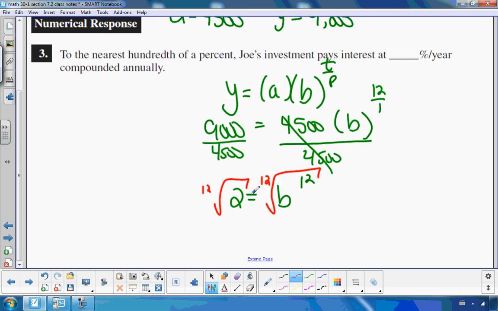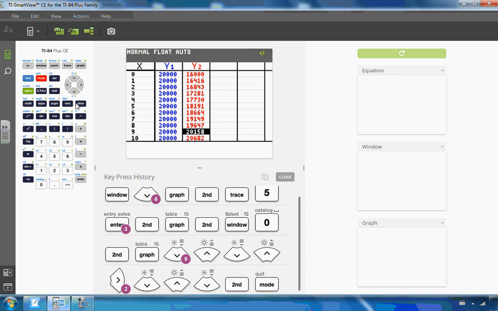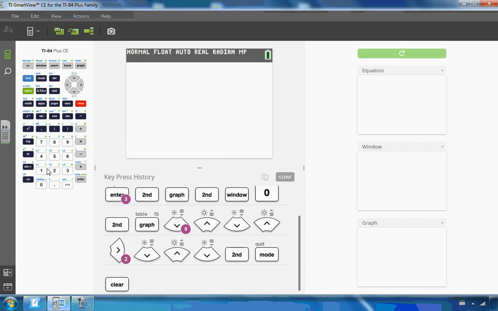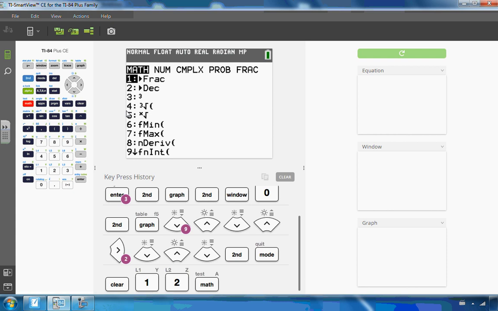I just want to make sure you guys know how to do the 12th root on your calculator. So if we go in here, and I want to do the 12th root, I'm going to enter in 12 and then I'm going to go math, and I'm going to go down to option number 5, which is x root. So that's any number first, but you have to put the number first. So it's the xth root, but we already did 12.